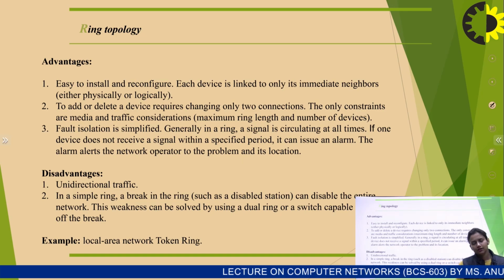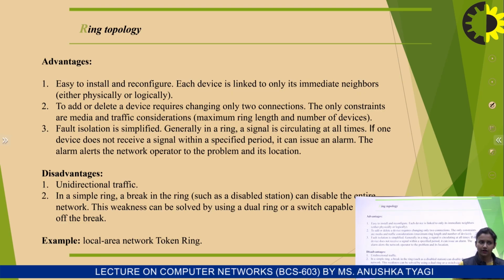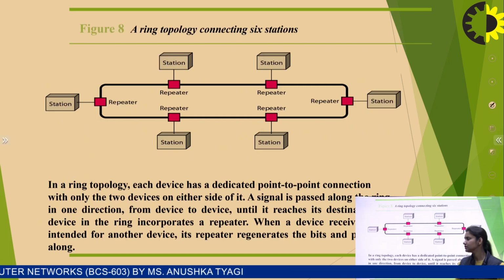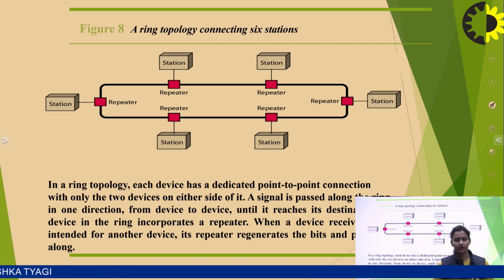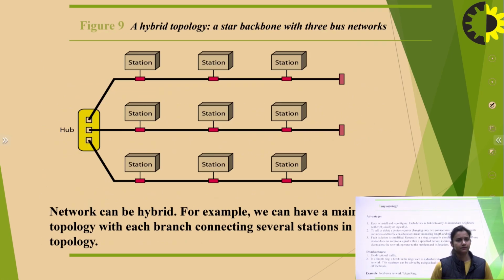The disadvantage of this is that we have unidirectional traffic. In a simple ring, a break in the ring can disable the network, because the data is traveling unidirectionally. If one node or one station is not working, then the data flow gets disrupted, and in the ring topology, all the data will not transfer from one place to another. Then this topology will be busted.